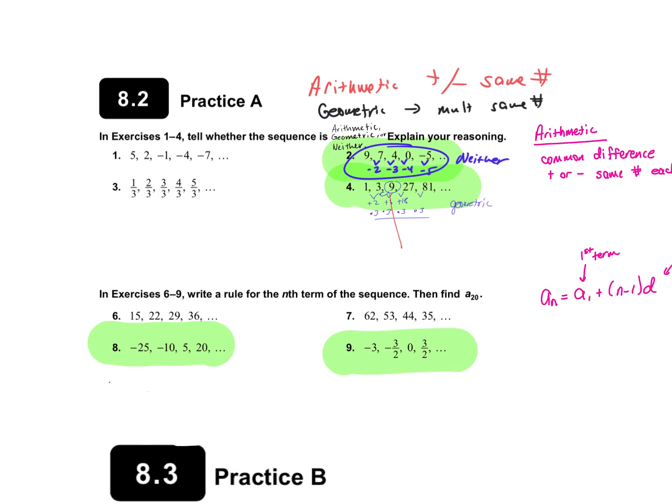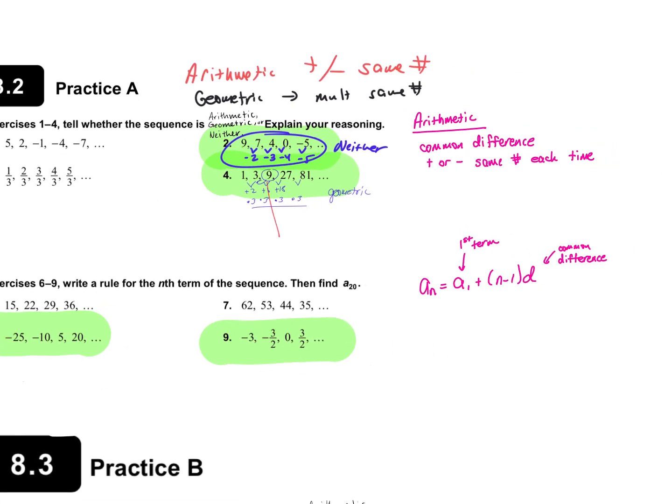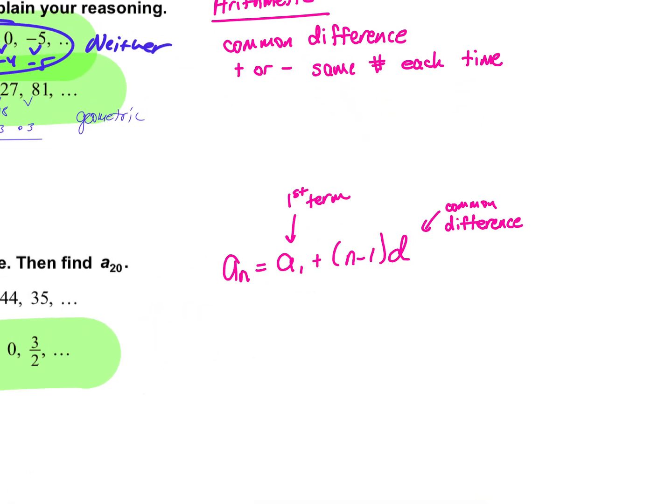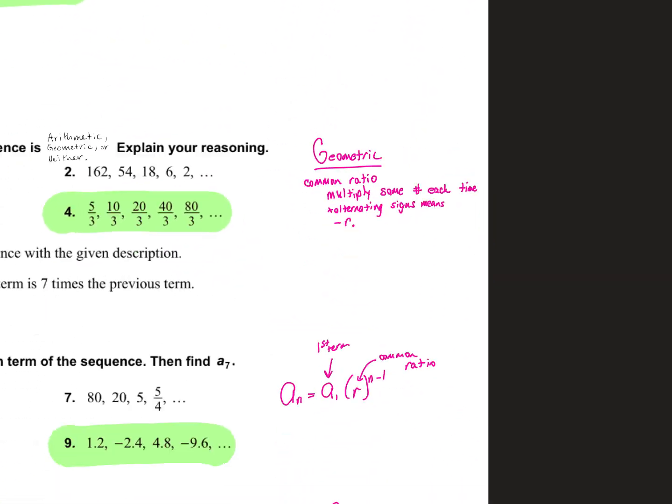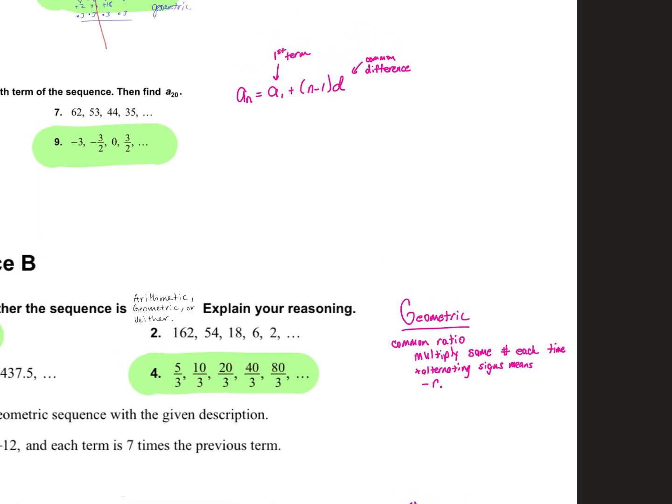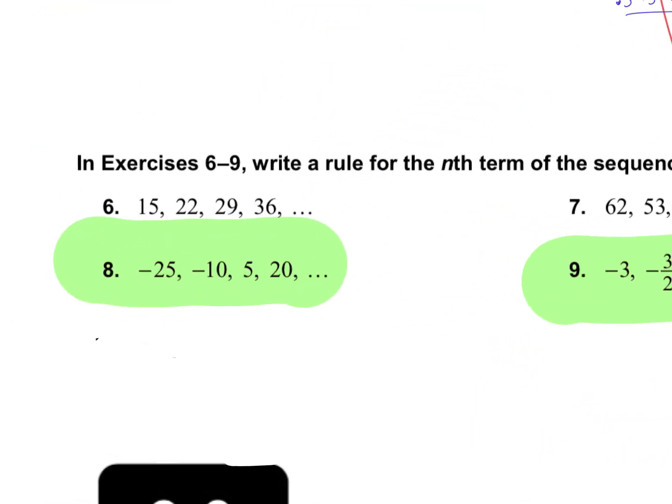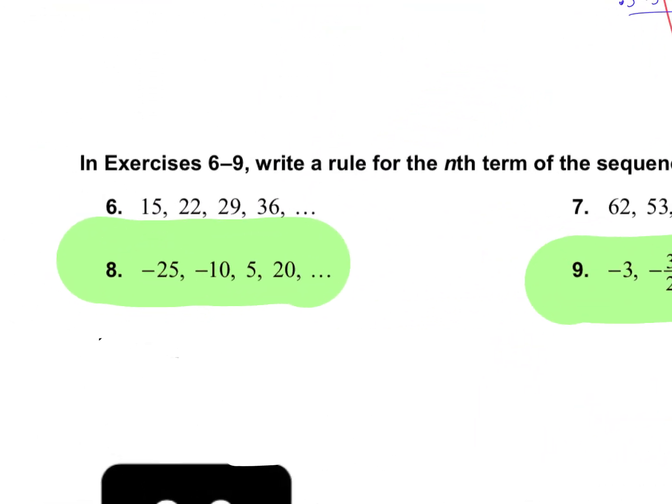All right. This one says, write the rule and find the nth term. So if it's arithmetic, this is your formula. If it's geometric, this is your formula. So you're going to need to know the difference between those, guys. We're not giving you those formulas. So how do I get from negative 25 to negative 10?